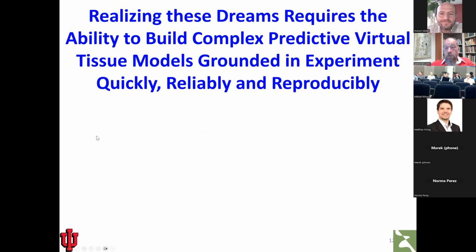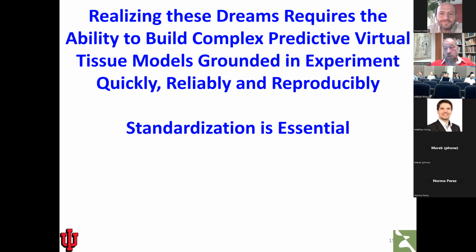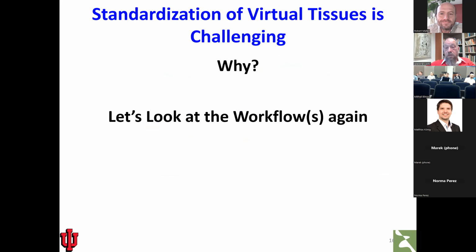If we want to be able to realize any of these visions, we have to be able to build complex predictive virtual tissue models grounded in experiment, and we need to be able to build them quickly, reliably, and reproducibly. And that means we need standards. And when we think about standardization, it's pretty challenging.